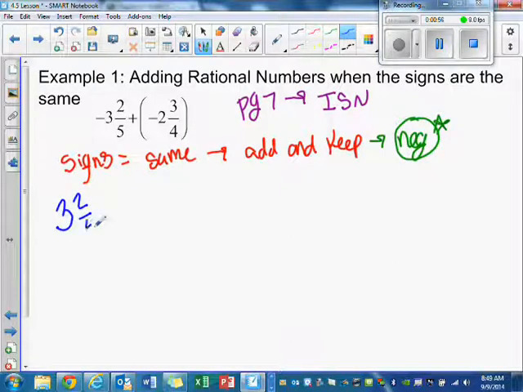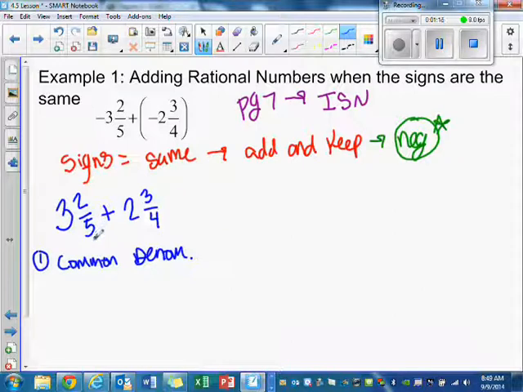Alright, so this now becomes a different problem, 3 2/5 plus 2 1/4, because I'm adding and keeping the sign. So I'm going to drop the signs for right now and just put it back on at the very end. Okay, so the first thing that you need to do is find a common denominator. The common denominator for 5 and 4 is 20. So this becomes 3 and something over 20 plus 2 and something over 20.